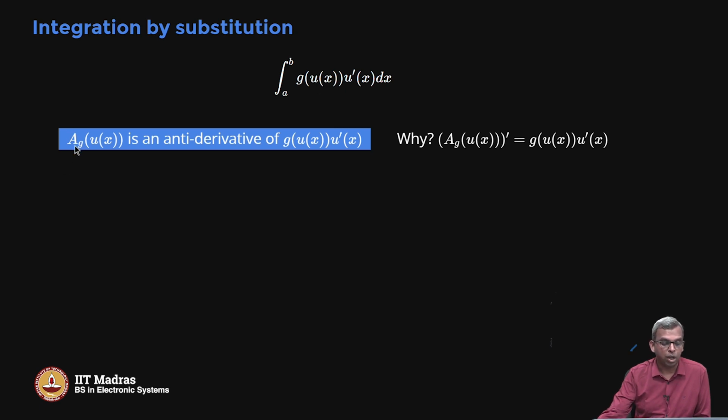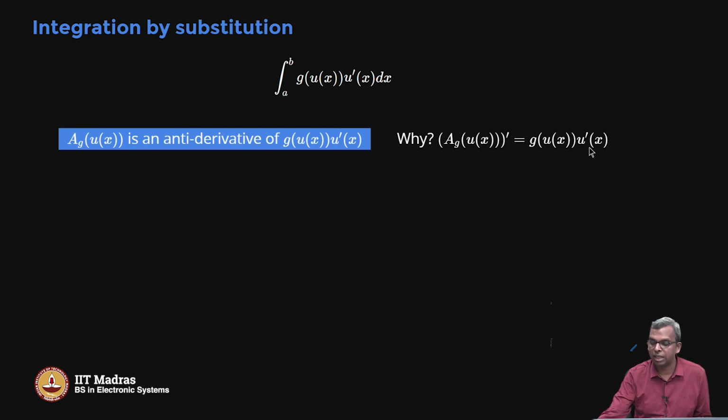Okay. If you compose u of x and AG, as in you put AG of u of x, then that becomes an antiderivative of this guy. It's again from the composition rule, it's exactly like that, right. AG of u of x, if I take the derivative, it is AG prime of u of x times u prime of x. What is AG prime of u of x? It's g of u of x. That's the definition of the antiderivative, right.